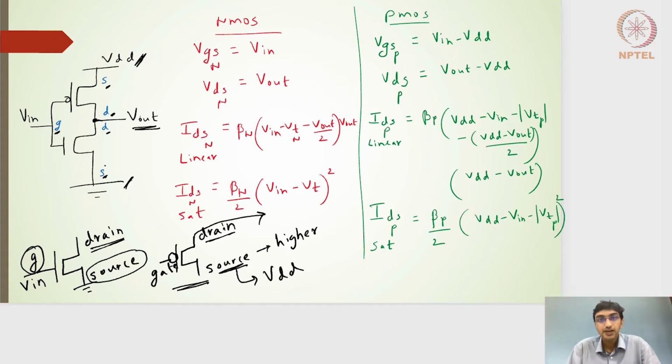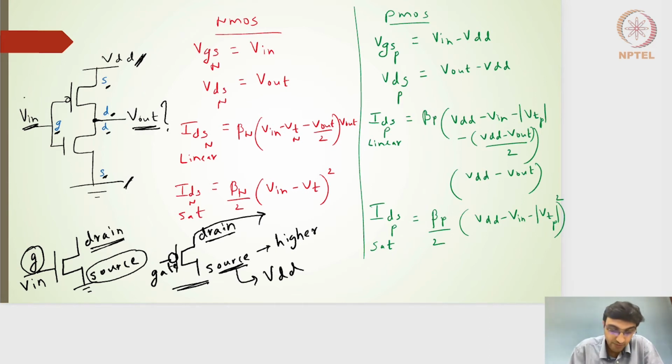Okay. And we will see what should be the output voltage with respect to whatever is the input fed. Right. So that's what our aim is in this particular lecture. We need to find out what is the output voltage given an input voltage, right? Given an input voltage ranging from 0 to VDD.